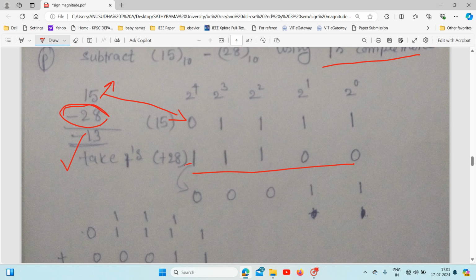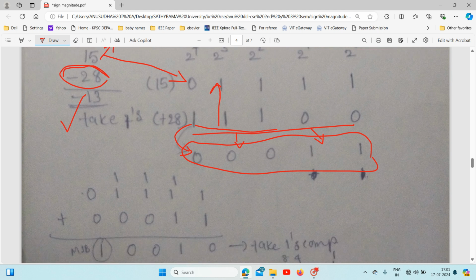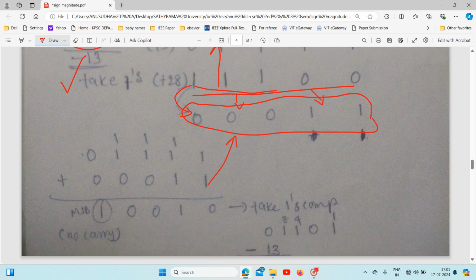What should I do? You have to take the complement, I mean the invert operation. Whenever you have 1, you replace it with 0, and whenever you have 0, you replace it with 1. Then you take this result and add it with the first number, 15, which is 0 and four ones. This is the ones complement of 28. Then you add the result.